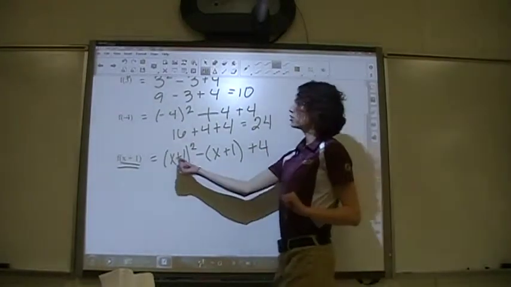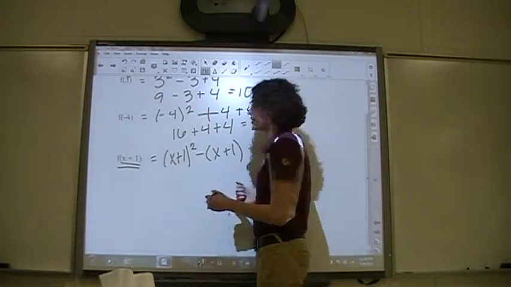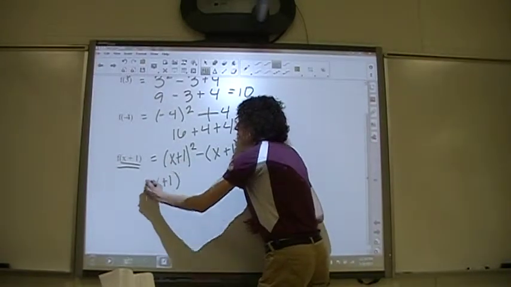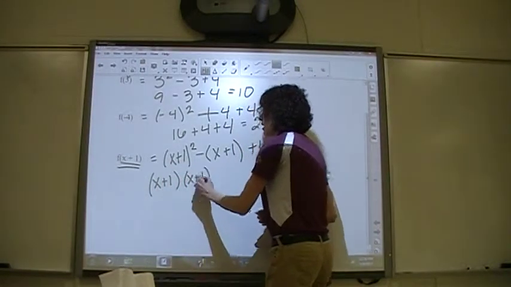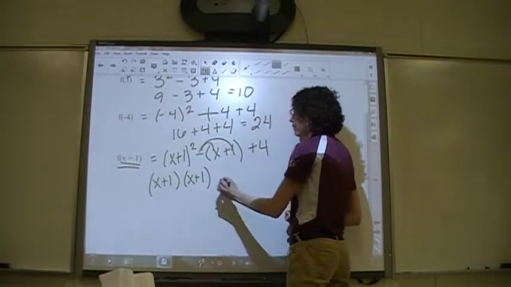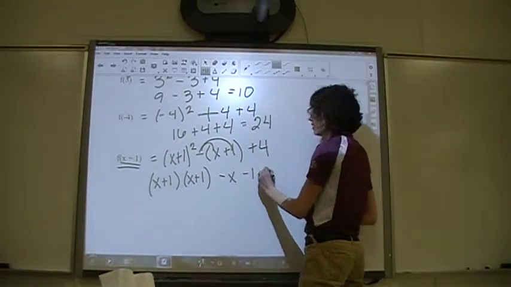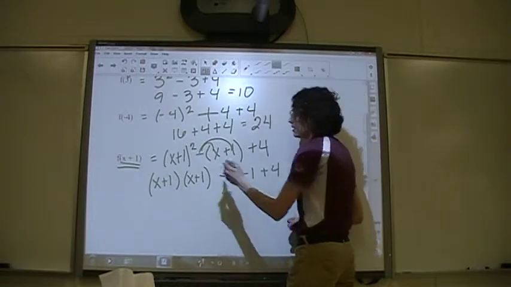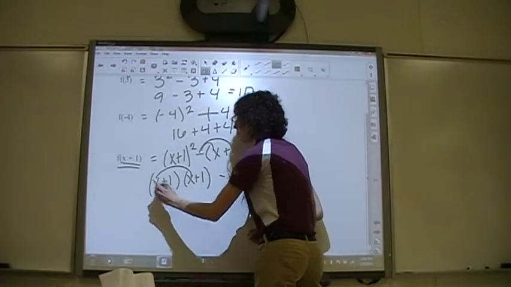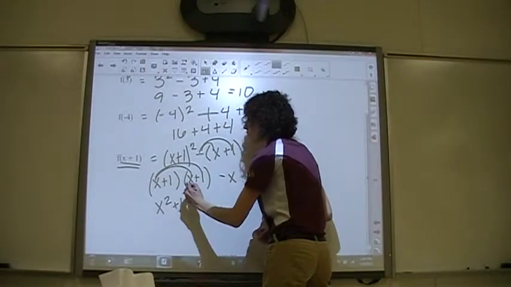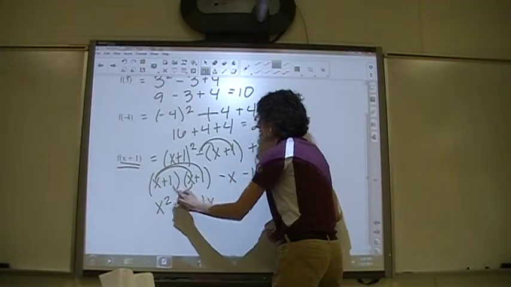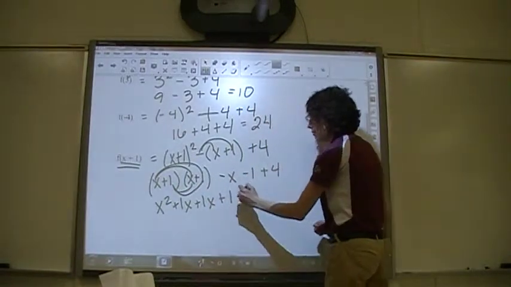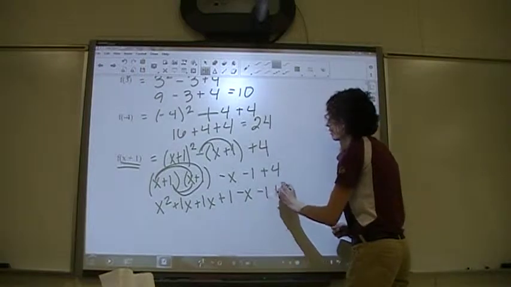So from there, make sure you actually take this and write it twice in FOIL. So you have x plus 1 times x plus 1. This negative sign gets distributed. So minus x minus 1 plus 4. So here I get x squared plus 1x plus 1x plus 1, then minus x minus 1 plus 4.